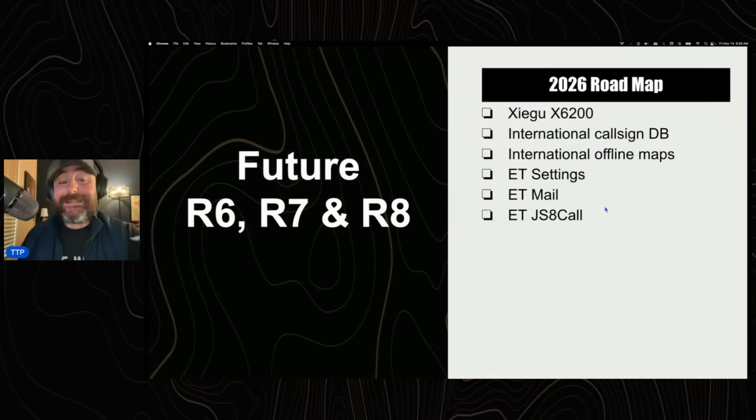So ET-JS8Call. I love JS8Call. For me, it's the mode that allows me to do off-grid HF communication when conditions could not be worse, even during solar activity, with crap antennas, low-to-the-ground antennas. It just works. So EmComm Tools is going to get an application that has the map. It's going to show you where people are located. You're going to be able to click on a pin and send a message to them. It's going to have an inbox feature.